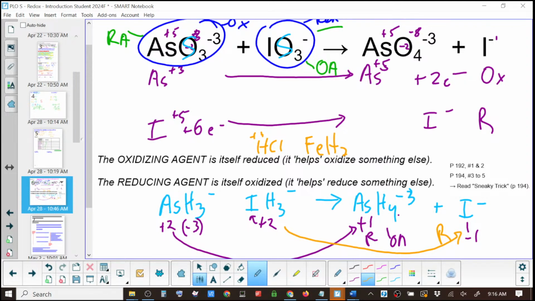This wouldn't happen. These two wouldn't react. And it's because I just substituted hydrogen in there. They probably bond in a different way. However, the overall principle that you just look at the charges and see what's changing is true.